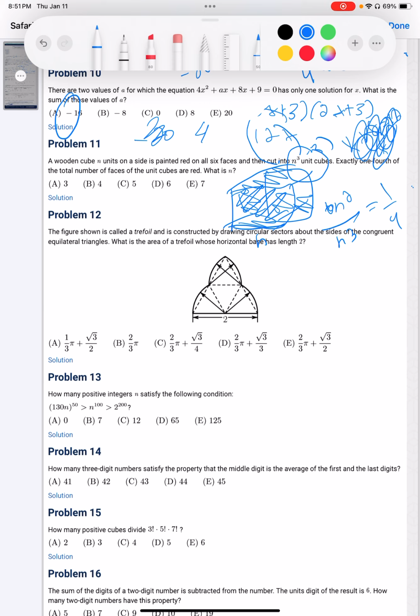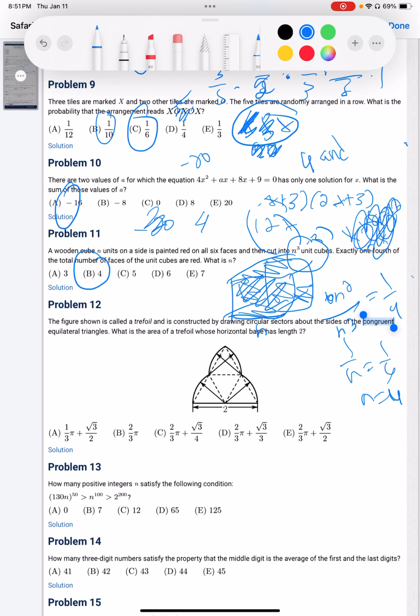That only makes sense because we're cutting this, dividing into n cubed unit cubes. It tells 1/4 of this basically, of the total number of faces. Yeah, 100%. So that's just, sorry. So 1 over n equals 1 over 4, so n equals 4. So n equals 4.